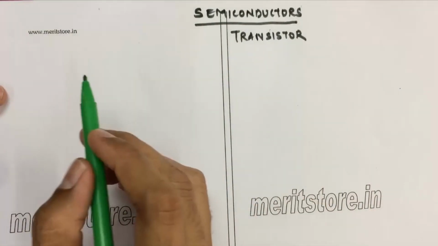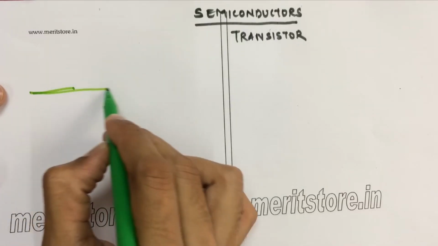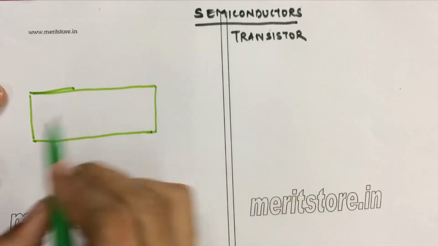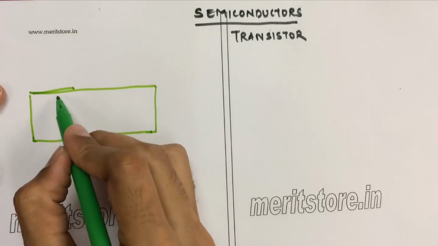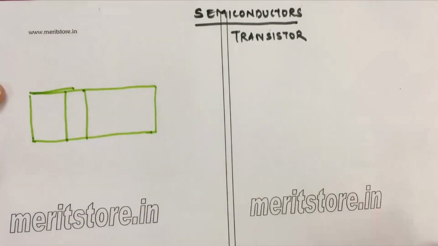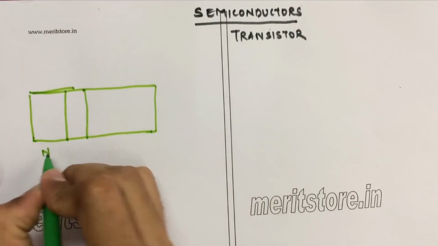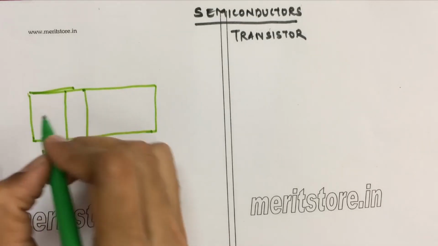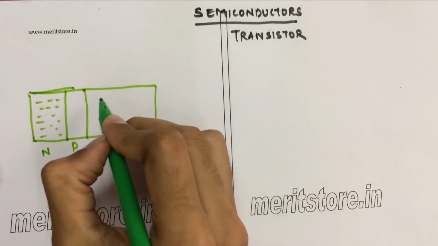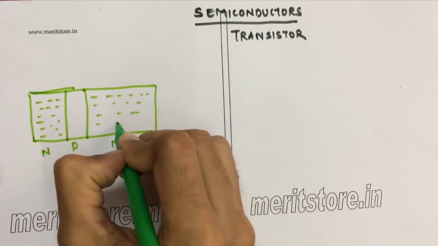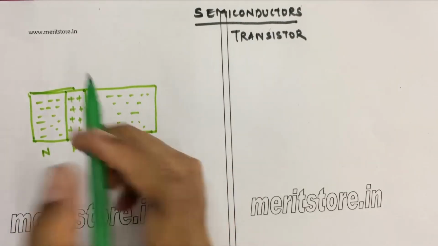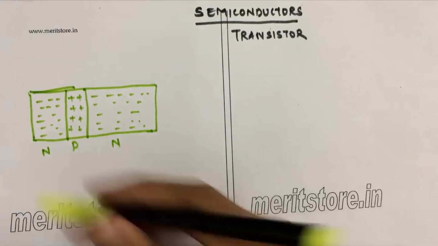Okay, so let's first draw the diagram of a transistor. A transistor generally looks like this. It has three parts: a smaller part, again a smaller part, and a bigger part. Because this is an NPN transistor, the N means negatively charged electrons are present here. Again here the negatively charged electrons are present, and in the middle the positively charged carriers are present. Obviously, as you can see, the region for the positive carriers is smaller and the region for the electrons is larger on both sides.